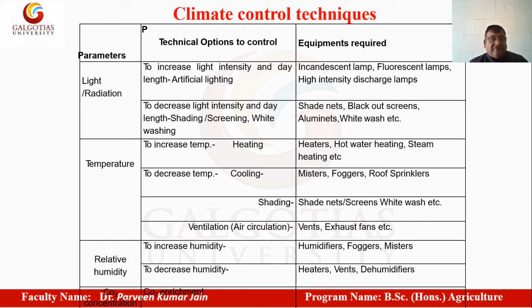Now, with the help of different climatic control techniques, we can alter the climate inside the greenhouses. The light can be altered with the help of bulbs, fluorescent lamps, and all. Then there are shade nets, with the help of which we can also change the light. Temperature can be controlled by heating and cooling, with the help of a fan system, or heating with blowers and hot air systems. We can increase the temperature inside. Then shading can be done with the help of nets. Ventilation is there.